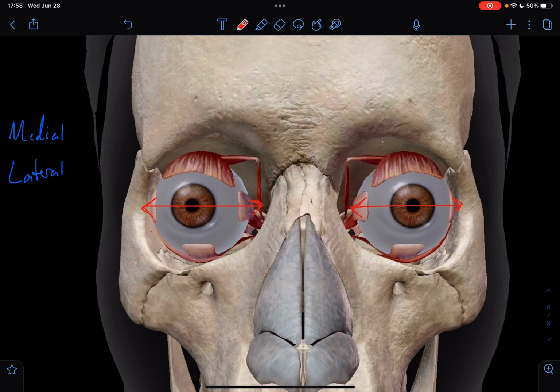So when the medial rectus muscle contracts, it's going to cause the eye to look directly in. It is going to adduct the eye, pull it in, right? So take the medial rectus here, it contracts, it's going to cause the eye to look this direction. You take this other medial rectus here on the left side, contract it, it's going to cause the eye to look in that direction as well, all right?